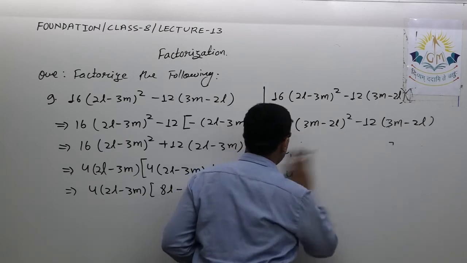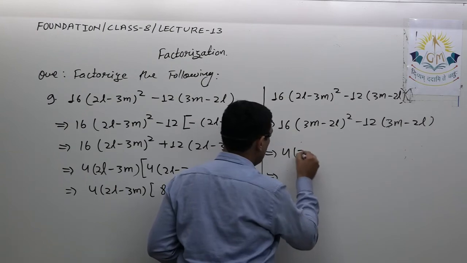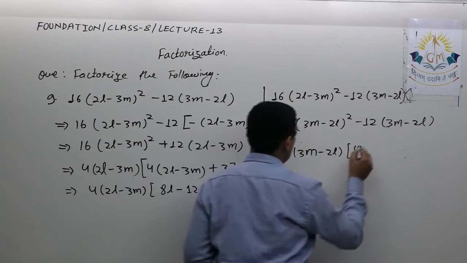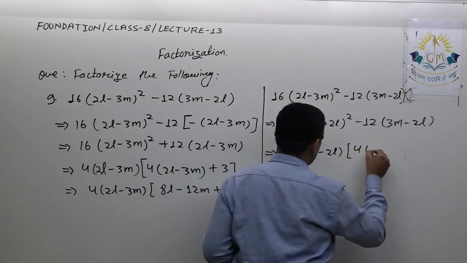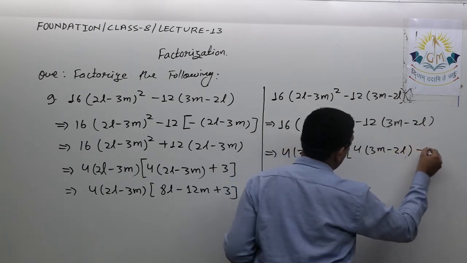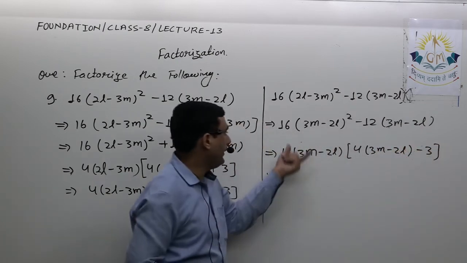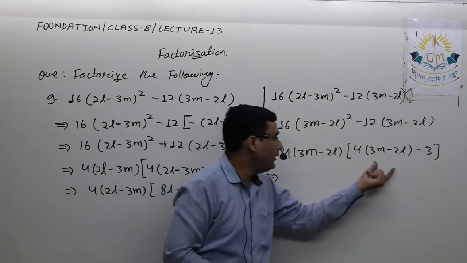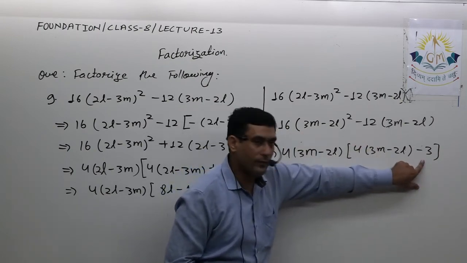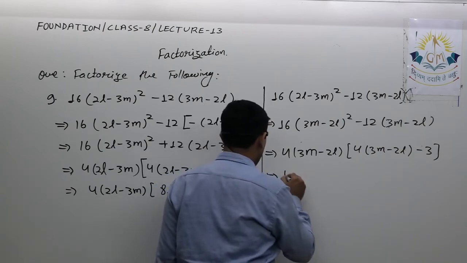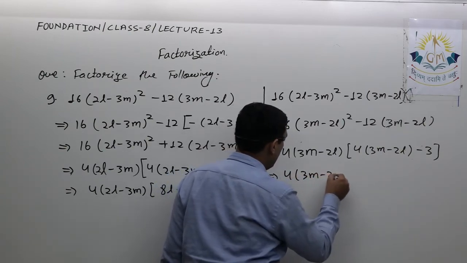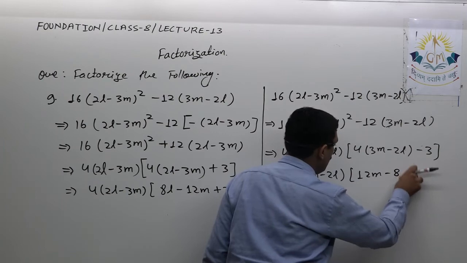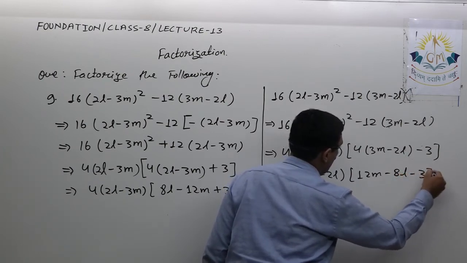Okay, one mistake I committed over here. It should be 4 into 3m minus 2l, then 4 into 3m minus 12 minus 3. Okay, 4 into 3m minus 12, 4 from these two, and 3m minus 12 from these two, and here it is 3m minus 12 whole square. So I am left with 3m minus 12, and over here I am left with only minus 3. So here my final answer will be 4 into 3m minus 2l. Here it will be 12m minus 8l minus 3.